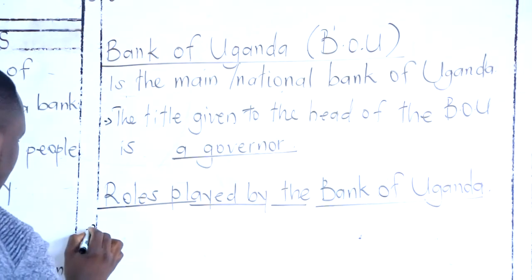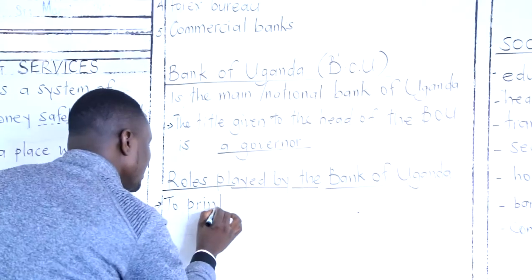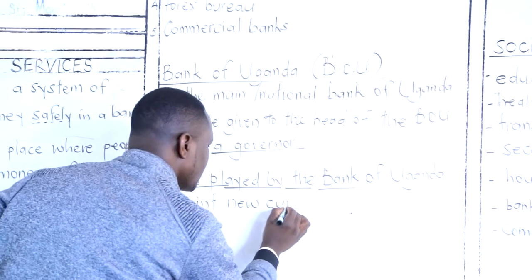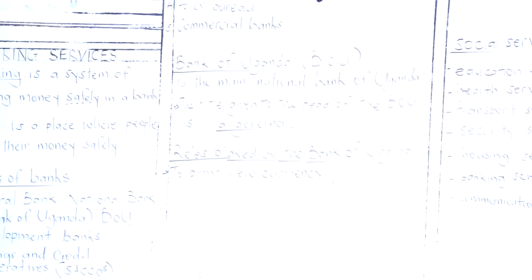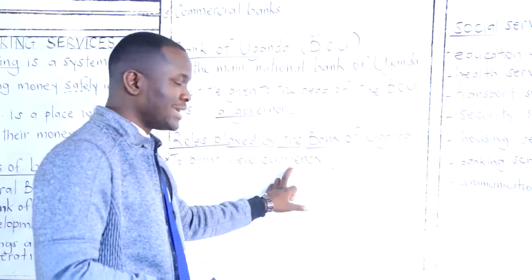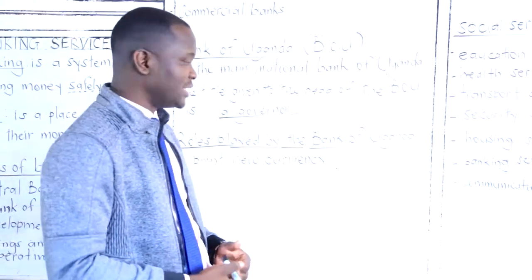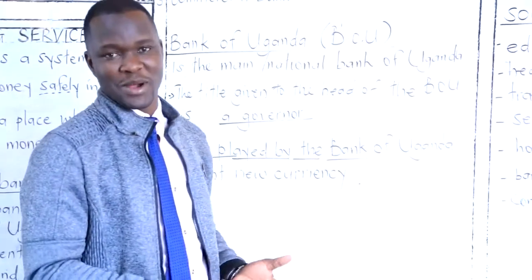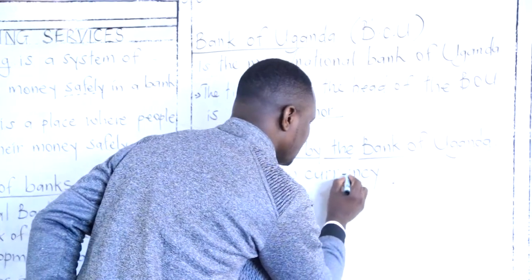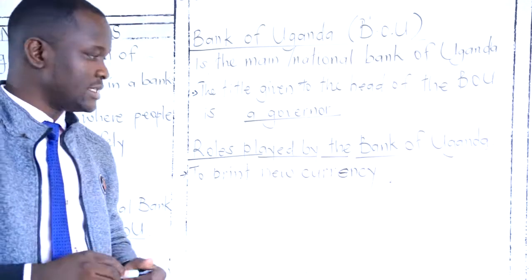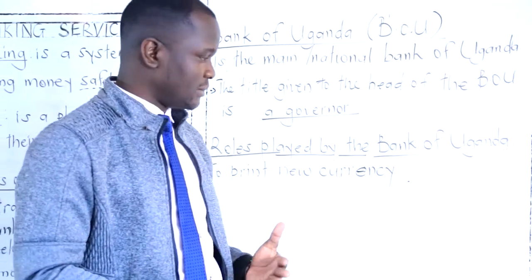One, this bank is responsible for printing, so you can say to print new currency. When we talk about currency, in case you don't understand what we are meaning, we are meaning money. To print money. That is the simple understanding you can get. In case currency is disturbing, it means maybe you fail understanding. That is what I have said, it means money.